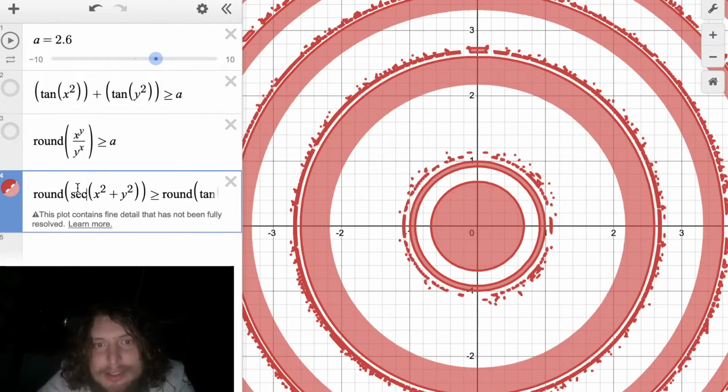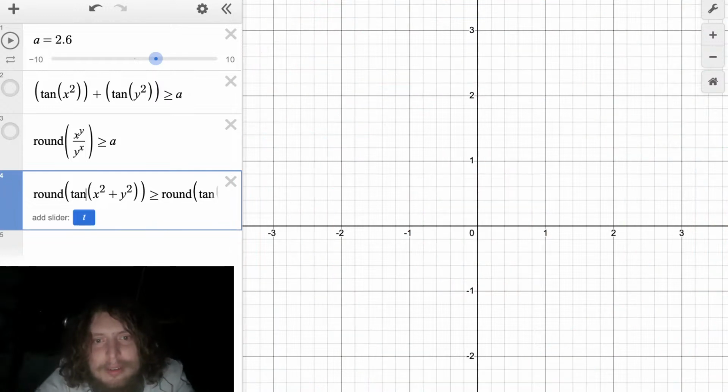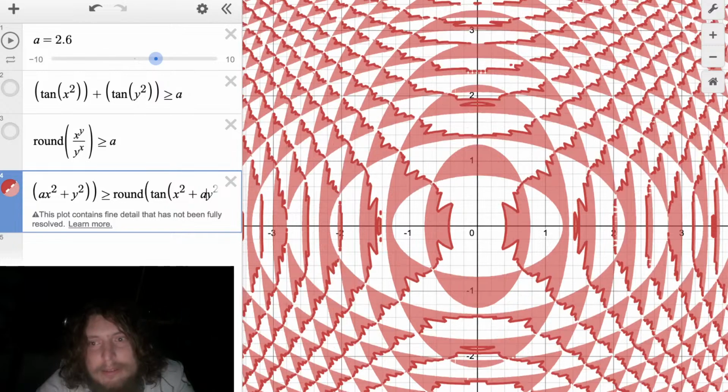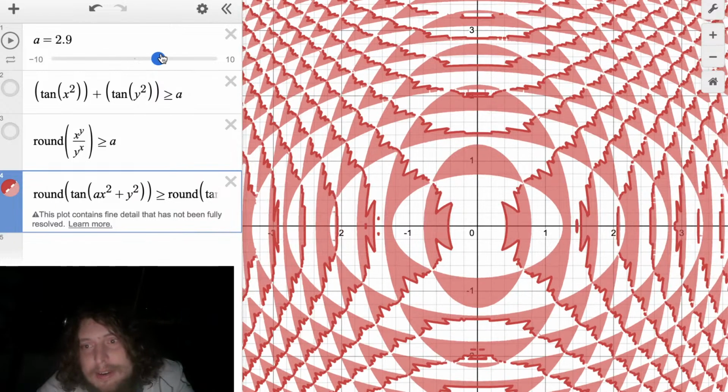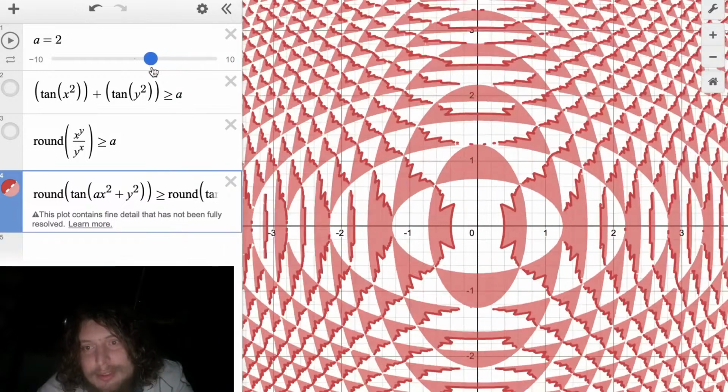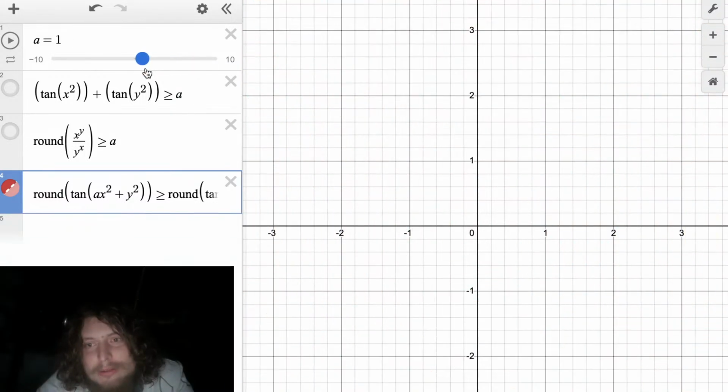Getting some planets. So, now, let's throw an A somewhere in here. So, we'll put an A on the X over there, and an A on the Y over there. And these are different values of A. Here it looks... Whoa! What was that?